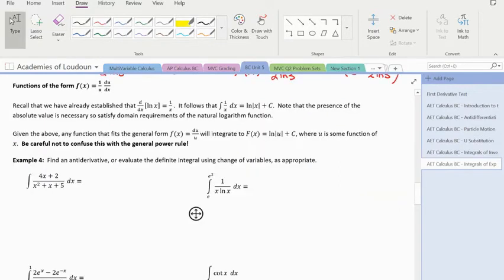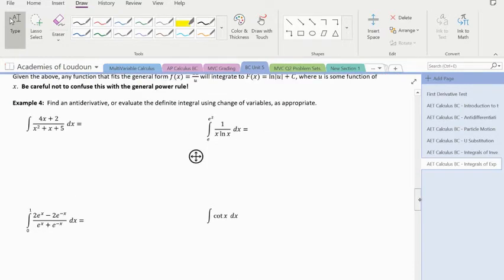Okay, so the next section is forms of the f of x is 1 over u du. So we've already established that the derivative of the natural log of x is 1 over x. And so it follows that the antiderivative of 1 over x dx is equal to the natural log of the absolute value of x plus c. Absolute value is necessary to satisfy the domain requirements of the natural logarithm function. Given the above, any function that fits the general form of du over u will integrate to the natural log of the absolute value of u plus c, where u is some function of x. So let's go ahead and take a look at a couple of these.